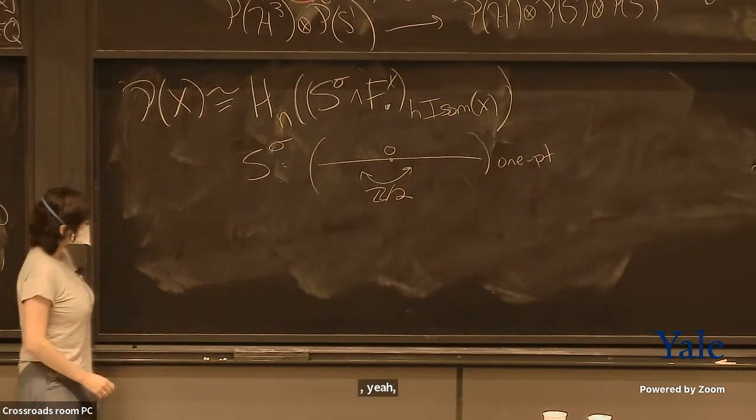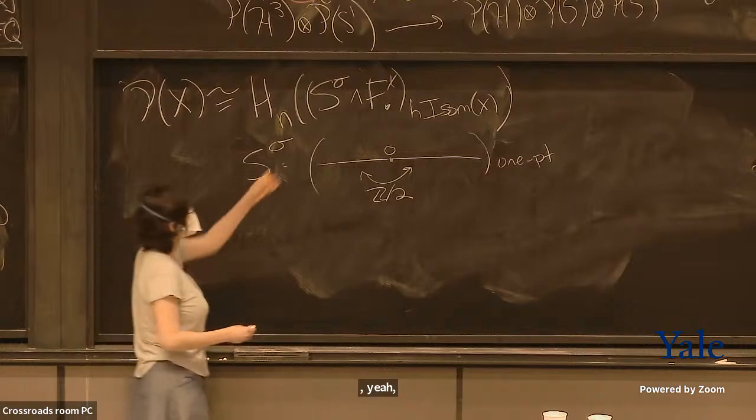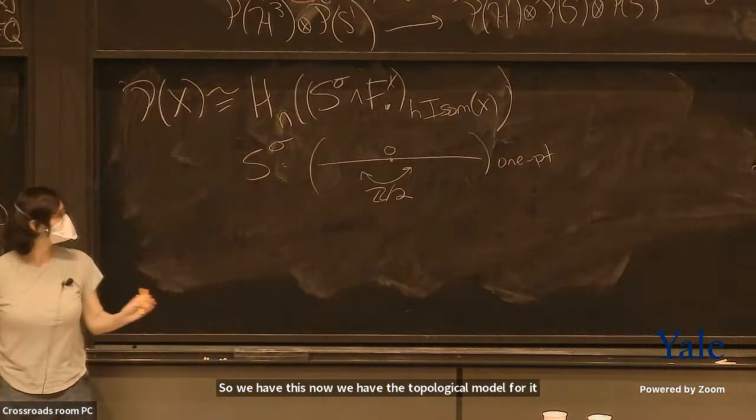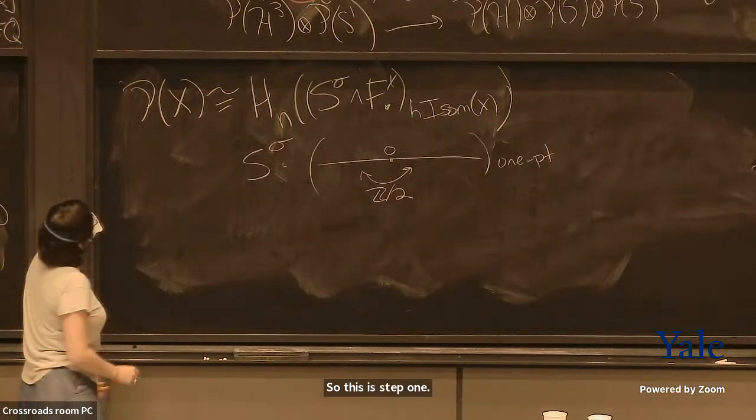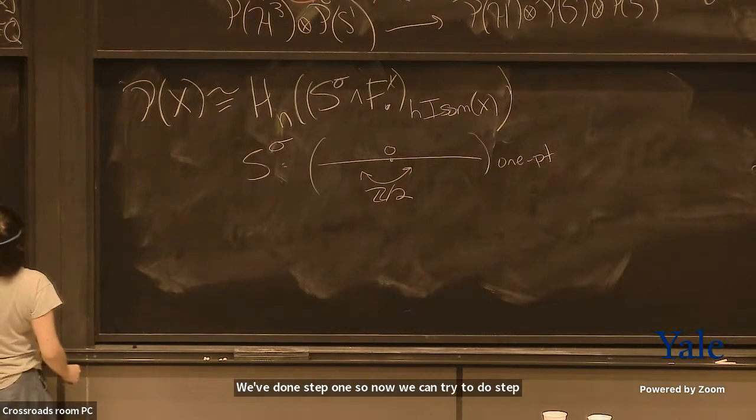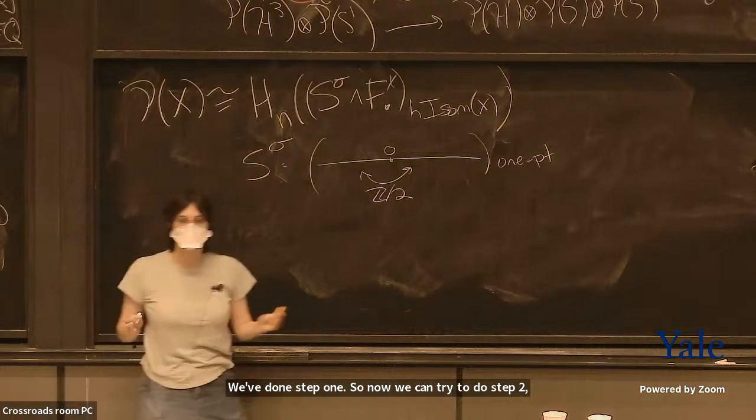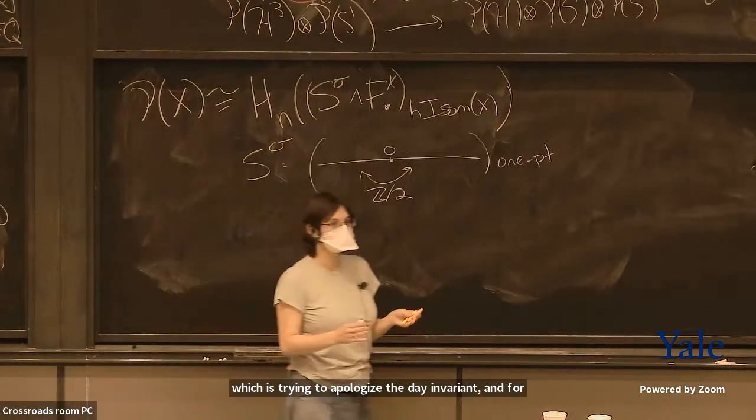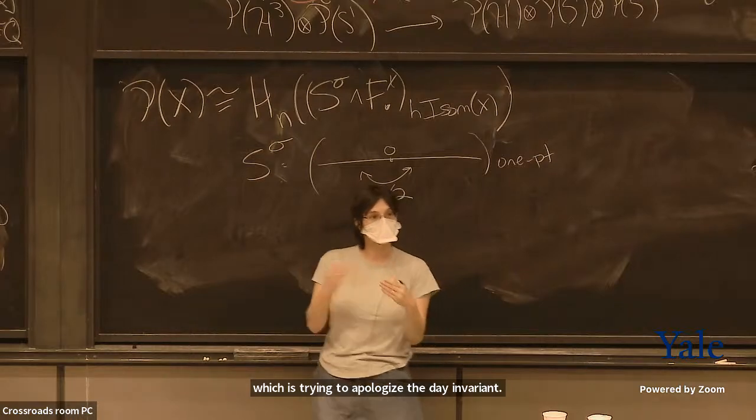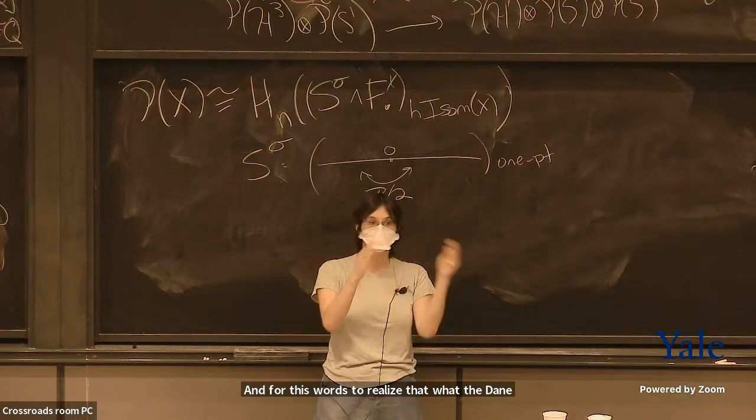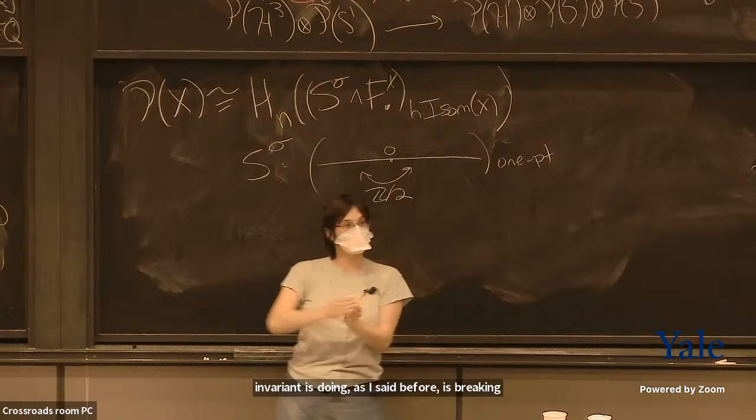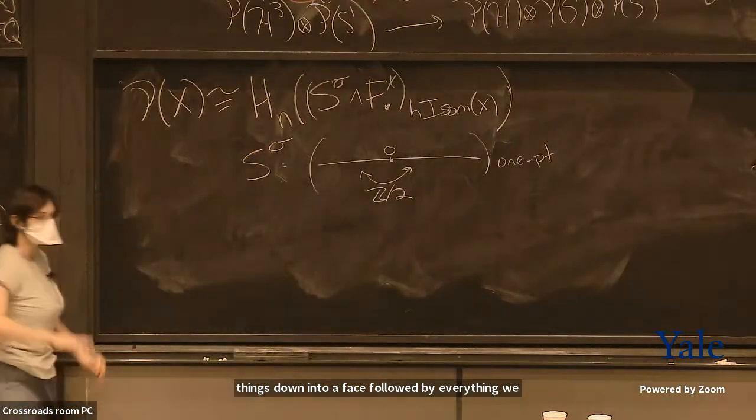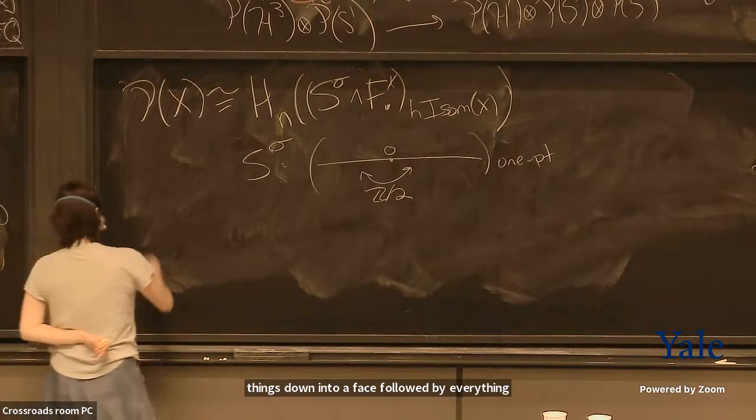Okay. So we have this, and now we have the topological model for it. And so this is step one. We've done step one. So now we can try to do step two, which is trying to topologize the Dehn invariant. And for this, it's important to realize that what the Dehn invariant is doing, as I said before, is breaking things down into a face followed by everything orthogonal to a face. So I'm not going to worry about signs, just trust me that it all works.